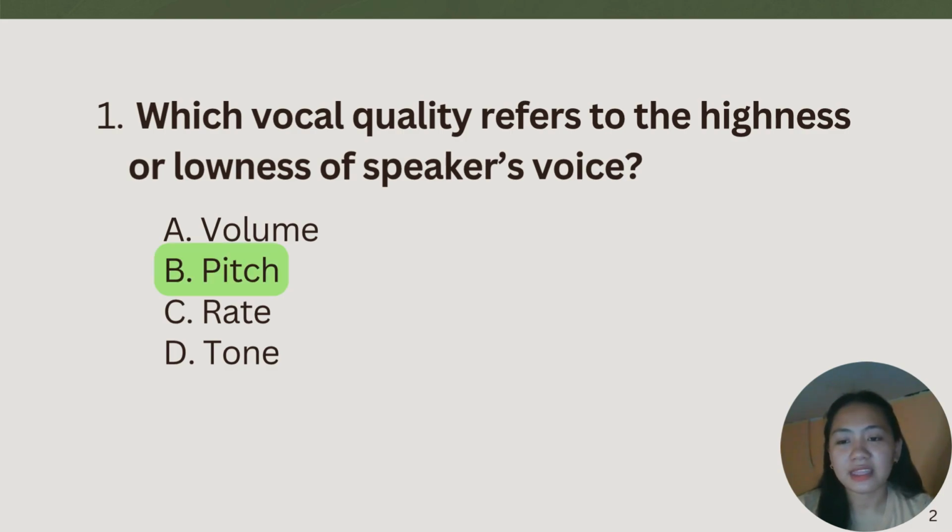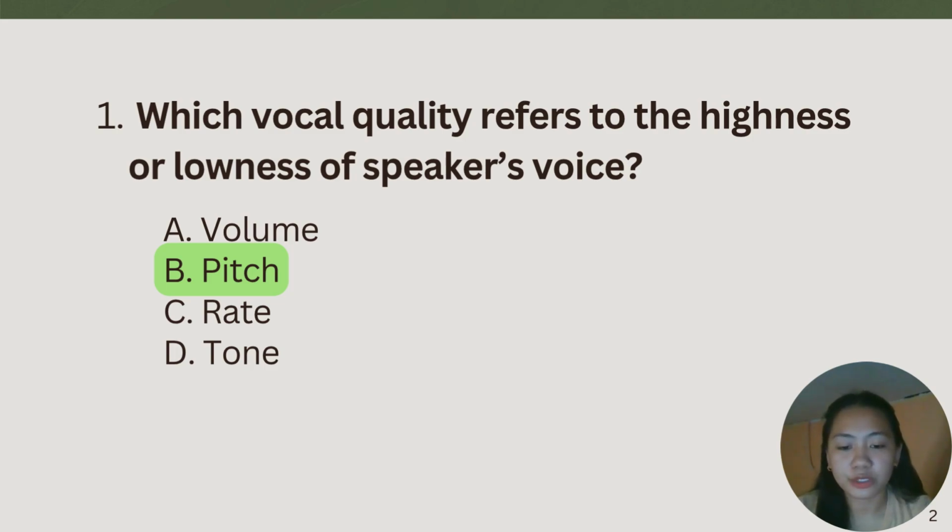Okay, the answer for number one is letter B, pitch. Pitch refers to the highness or lowness of the speaker's voice. It is determined by the frequency of the vocal cords' vibration. We have two kinds of pitch, which are high pitch and low pitch.